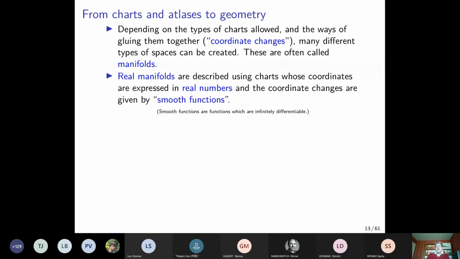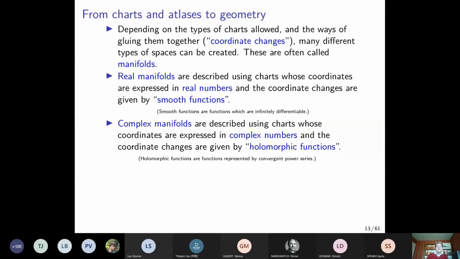Real manifolds, and these are the most common ones in real life, are described using charts whose coordinates are expressed in real numbers, and the coordinate changes are given by something which is called smooth functions. Complex manifolds are described using charts whose coordinates are expressed in complex numbers, and the coordinate changes are given by holomorphic functions. I will not define what holomorphic functions are. It will be sufficient to know that holomorphic functions are extremely rigid. It is enough to know them in a very small set of points to know them everywhere.